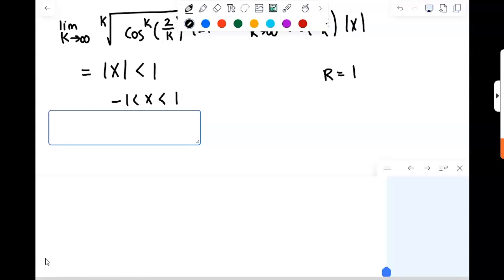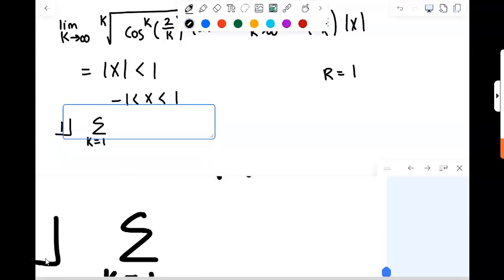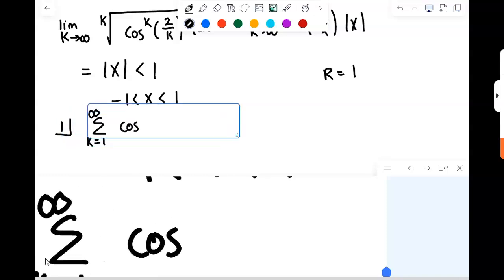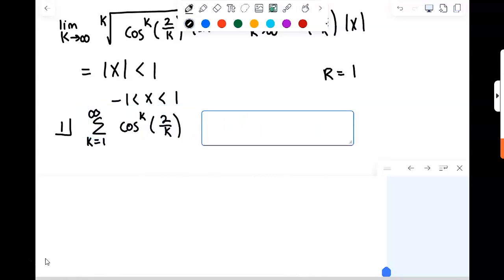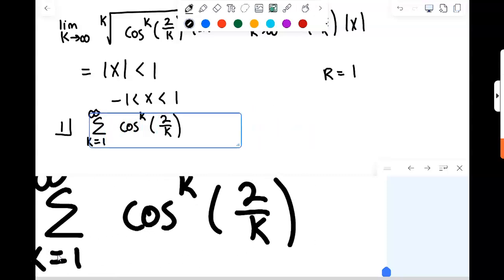So, in other words, when x equals 1, we would have the series k goes from 1 to infinity of cosine to the k of 2 over k. And we have a couple of options on how to approach this. We could try the root test. That's a very reasonable option to choose.